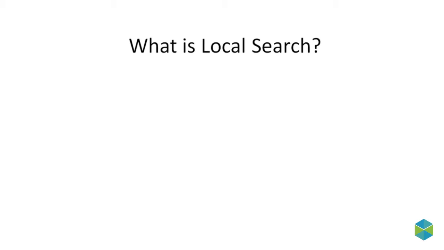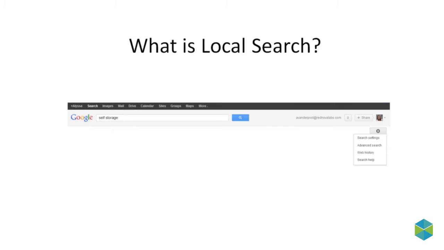What is local search? Let's define that first. If I go to Google and enter in a search term, say self-storage, I'm going to get some search results from Google, and some of those are going to be local search results. And how does Google know what local results to provide me? Well, first of all, take a look here on the upper right-hand portion of the screen. You can see that I am logged in. I have a Google account, and that has a profile associated with it that tells Google some information about me.